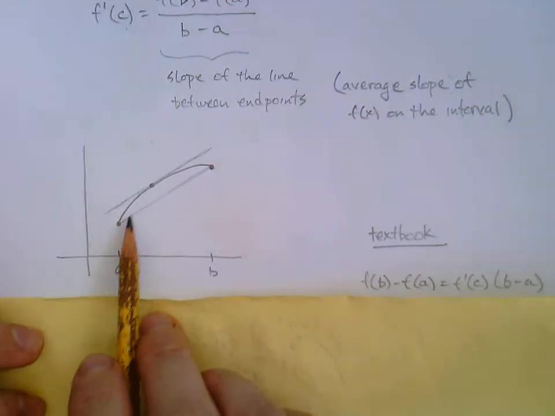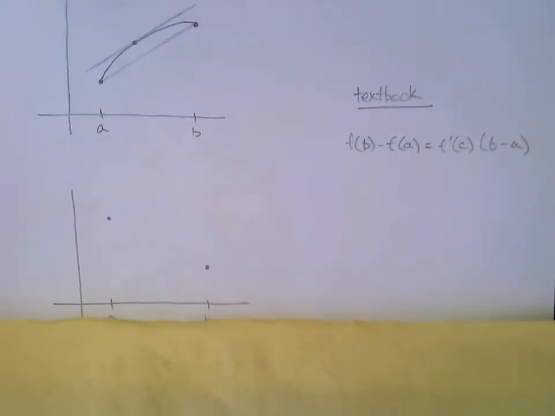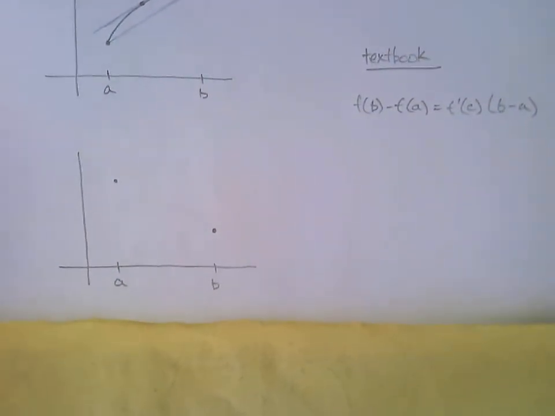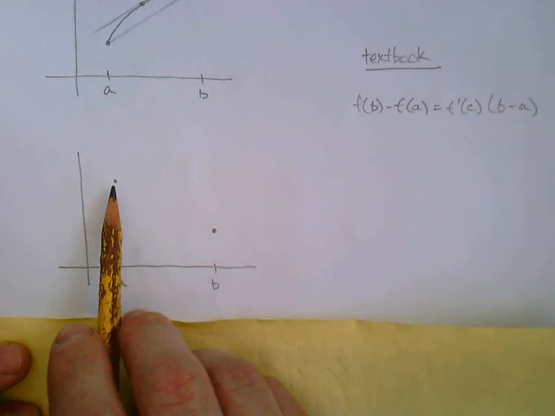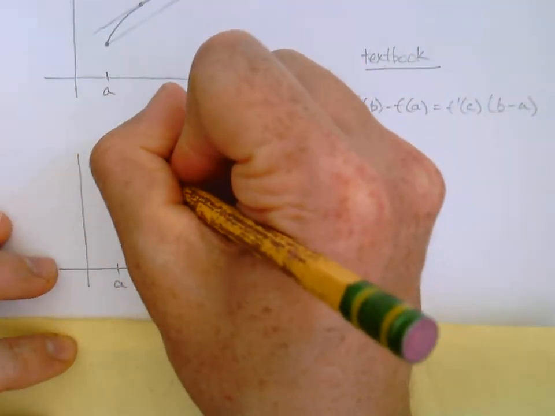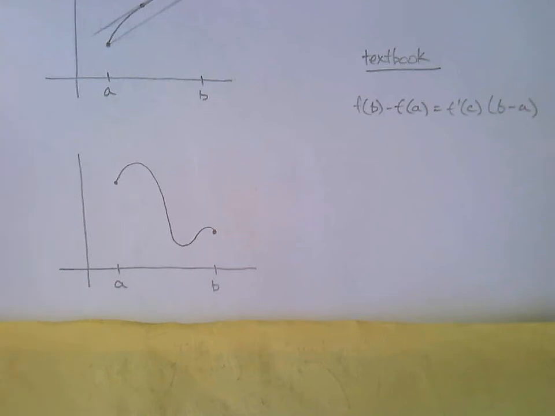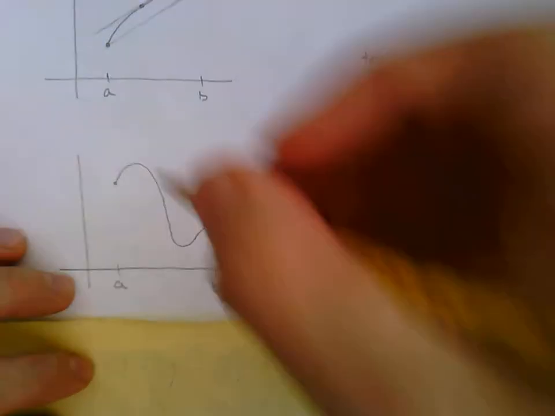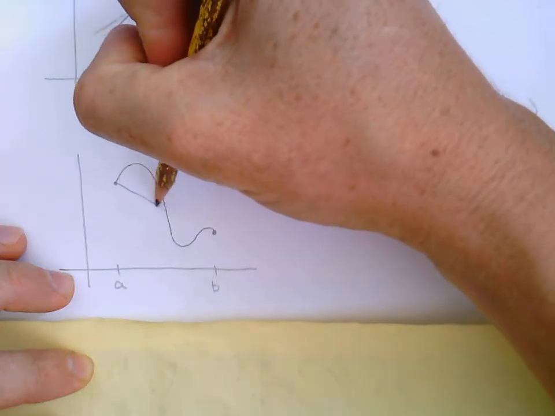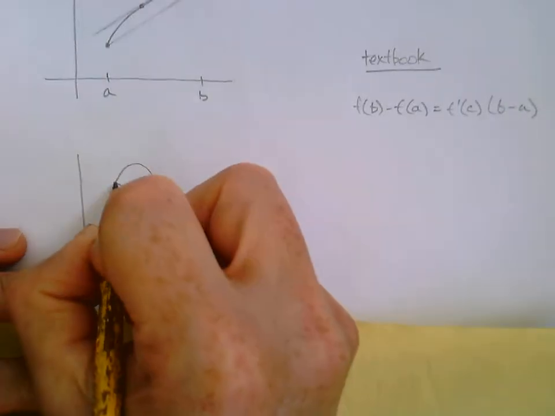Now maybe the function has got a little bit more going on. So let me draw this one again, maybe a little more complicated. Let's mix things up. Let's put the y value of a up higher than the y value of b. And let's say maybe this comes up and then down, so long as it's continuous and differentiable. Okay, so if we think of the line connecting the endpoints, something like that.